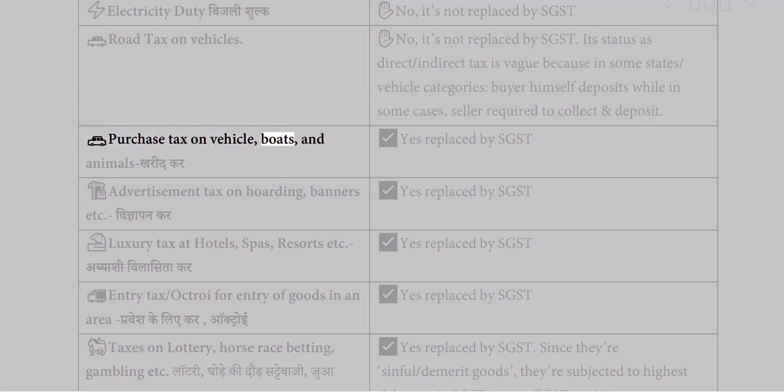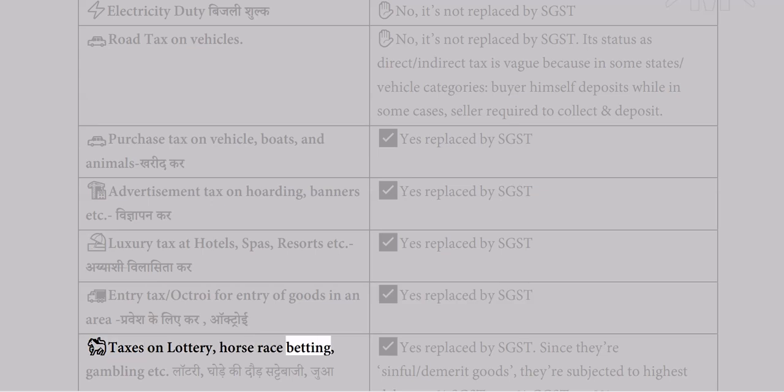Purchase tax on vehicles, boats, and animals: yes, replaced by SGST. Advertisement tax on hoardings, banners etc.: yes, replaced by SGST. Luxury tax at hotels, spas, resorts etc.: yes, replaced by SGST. Entry tax (octroi) for entry of goods in an area: yes, replaced by SGST.